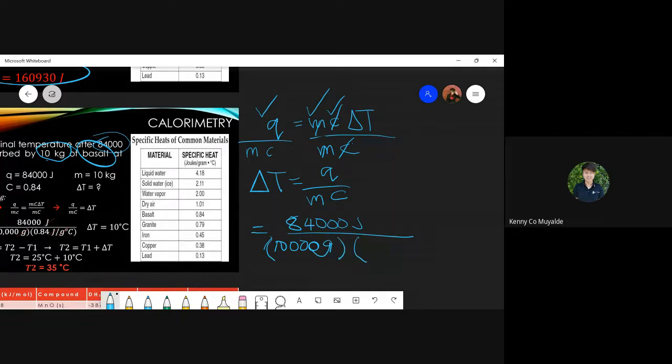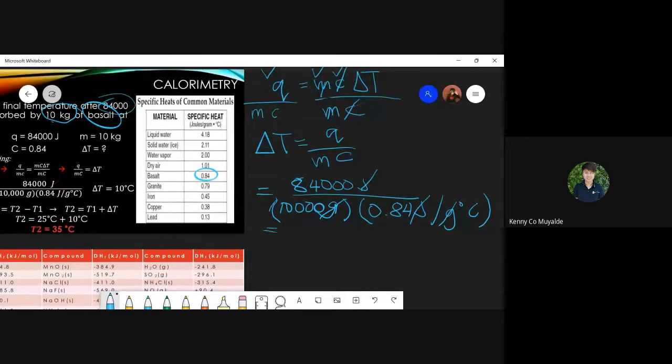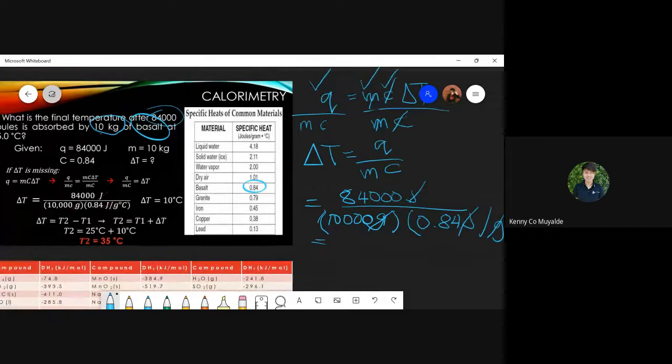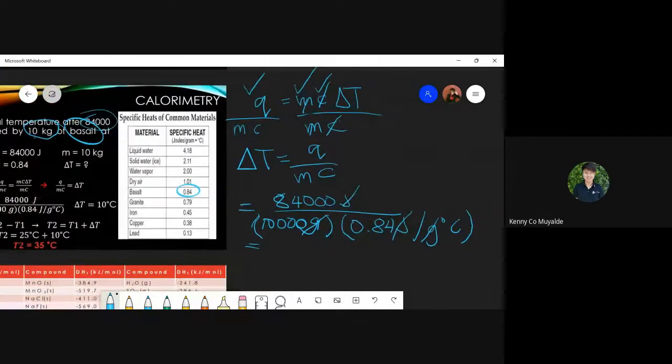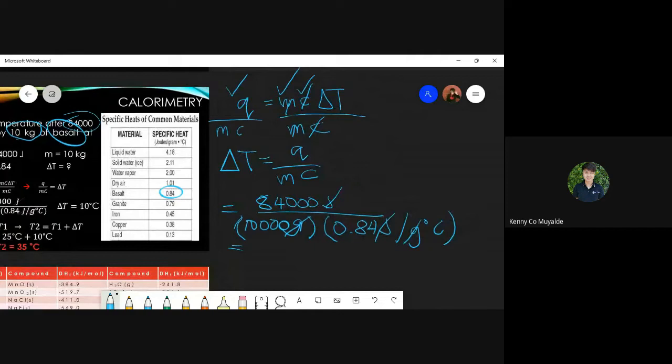And then our C, which is basalt, is 0.84 joules over gram degrees Celsius. So cancel gram, cancel joules, you will be left with degrees Celsius. So your answer here will be equal to, it's not indicated. So let us compute using our calculator. Hopefully you are computing on your own. Please type in our in-call messages what the answer is.